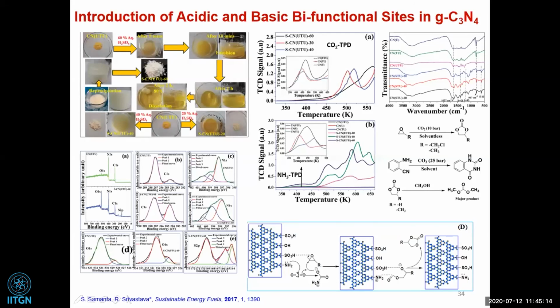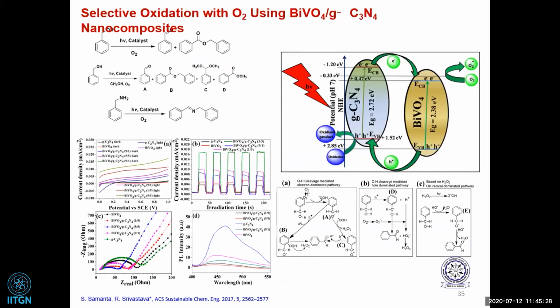And then since the CO2 was activated by NH2 and the epoxide was activated by SO3H simultaneously, it gave very good activity under very low pressure and solventless conditions. Now, the important thing for C3N4 is to use it in photocatalysis, because C3N4 is very good for photocatalytic reactions. So what we did, we made the heterojunction of bismuth vanadate and C3N4, and then you get better photocurrent when you make the bismuth vanadate composite. But the importance of this work is that through different control reactions, we have proposed the mechanism of how it is actually happening.